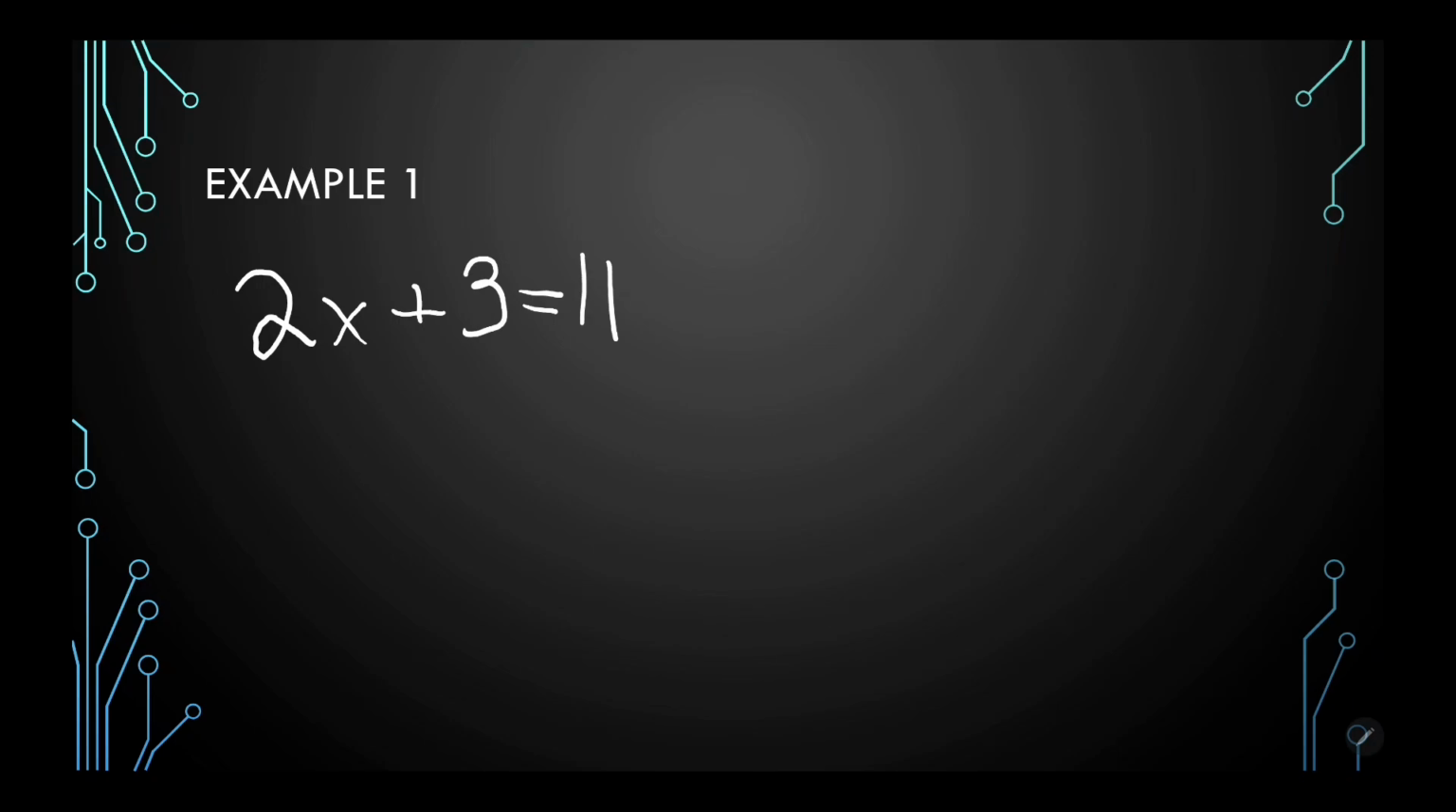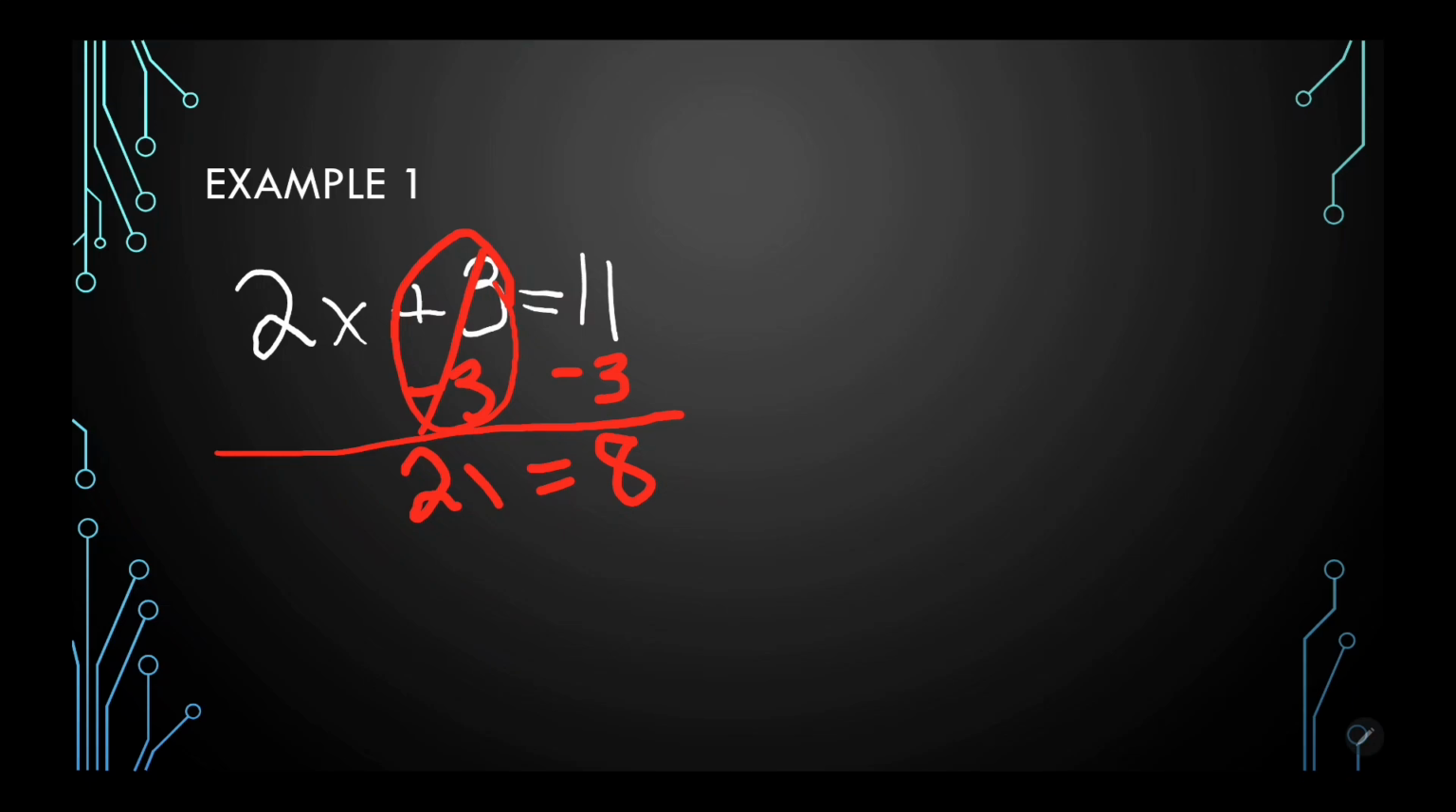So now we have 2x plus 3 equals 11. Our variable is being multiplied by 2, and we're adding 3 to it to give us 11. So the first thing we're going to get rid of is the positive 3. The inverse of positive 3 or plus 3 is minus 3. So I'm going to go ahead and subtract 3 from both sides. Positive 3 minus 3 gives us 0. 11 minus 3 gives us 8.